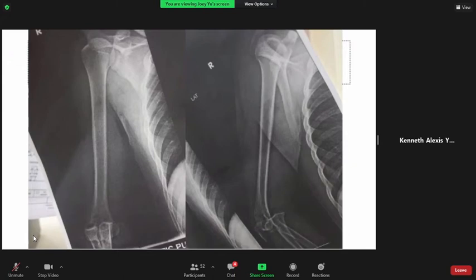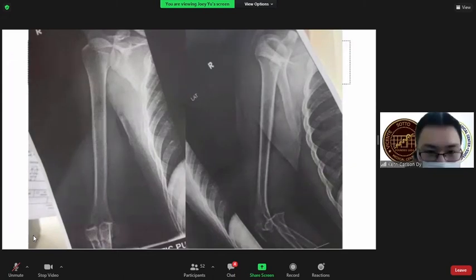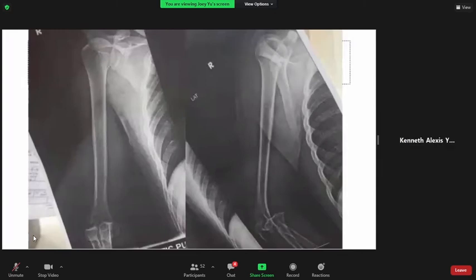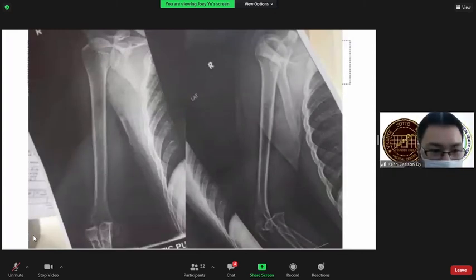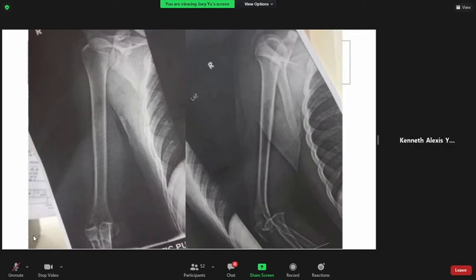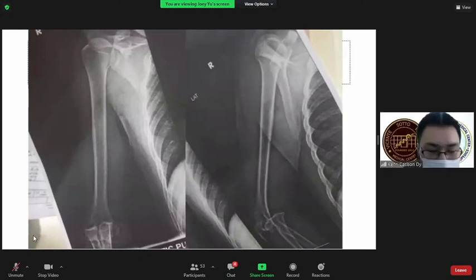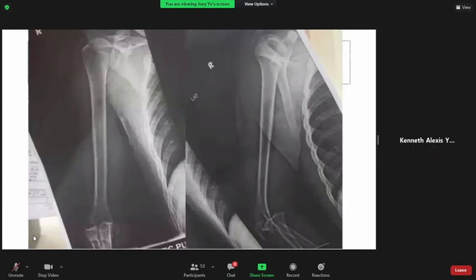But you've seen the x-rays. Yes, sir. Why didn't you just take a picture? That was an error on my part, sir. I should have taken a picture immediately. X-rays are important, right? You're presenting this as pre-op. I know there is a disruption of the olecranon, but this is not the proper x-ray to show that. Yes, sir. We were able to take arm, elbow, and forearm x-rays. So there's an x-ray.